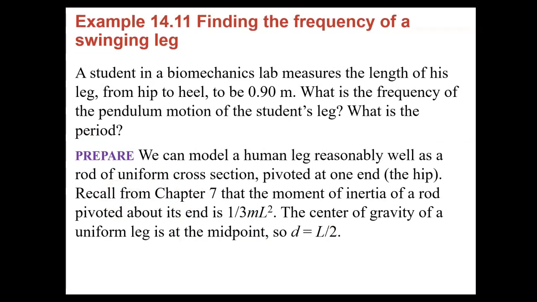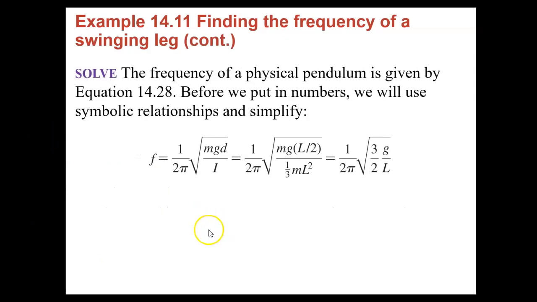So a student in a biomechanics lab measured the length of their leg from hip to heel to be 0.9 meters. What's the frequency of the pendulum motion of the student's leg? What's the period? So we're going to look at the same moment of inertia piece as just mentioned before, and the leg can be considered a rod, which has a moment of inertia of 1/3 mass times the length squared. So the center of gravity of the uniform leg is at the midpoint, so at your knee, which isn't quite completely accurate, but for this case we'll go with it.